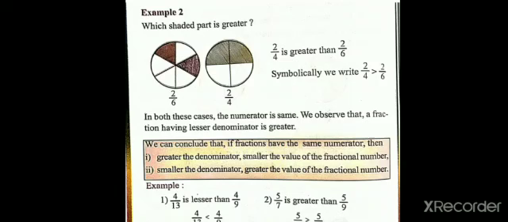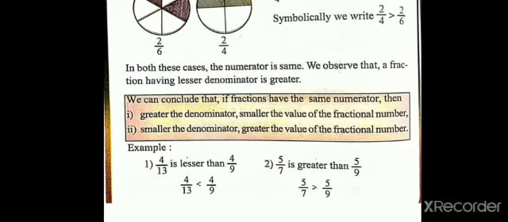In both of these cases, the numerators are same. We observe that the fraction having the lesser denominator is greater. That is, 4 is lesser than 6, then 2 by 4 is greater than 2 by 6. If the fraction has the lesser denominator, then the fraction is bigger. If the fraction has the bigger denominator, the fraction is smaller. We can conclude that if the fractions have the same numerator, then the greater the denominator, smaller the value of the fractional number. Smaller the denominator, greater the value of the fractional number.